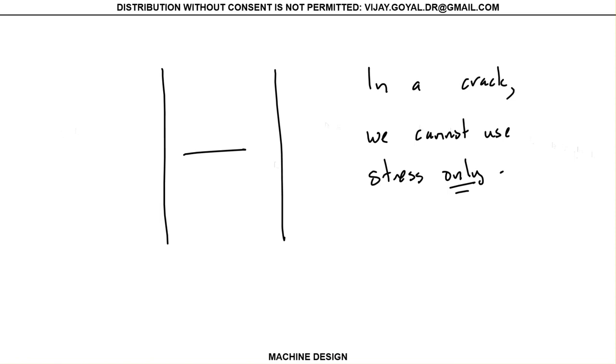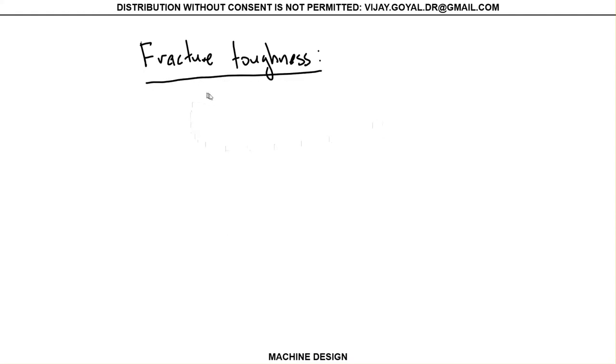Okay, so what are we going to do then? Instead of using stresses, we have something that we call fracture toughness. Okay. And what is fracture toughness? Fracture toughness is a new quantity that we denote by letter K. And this K is not the stress intensity factor.